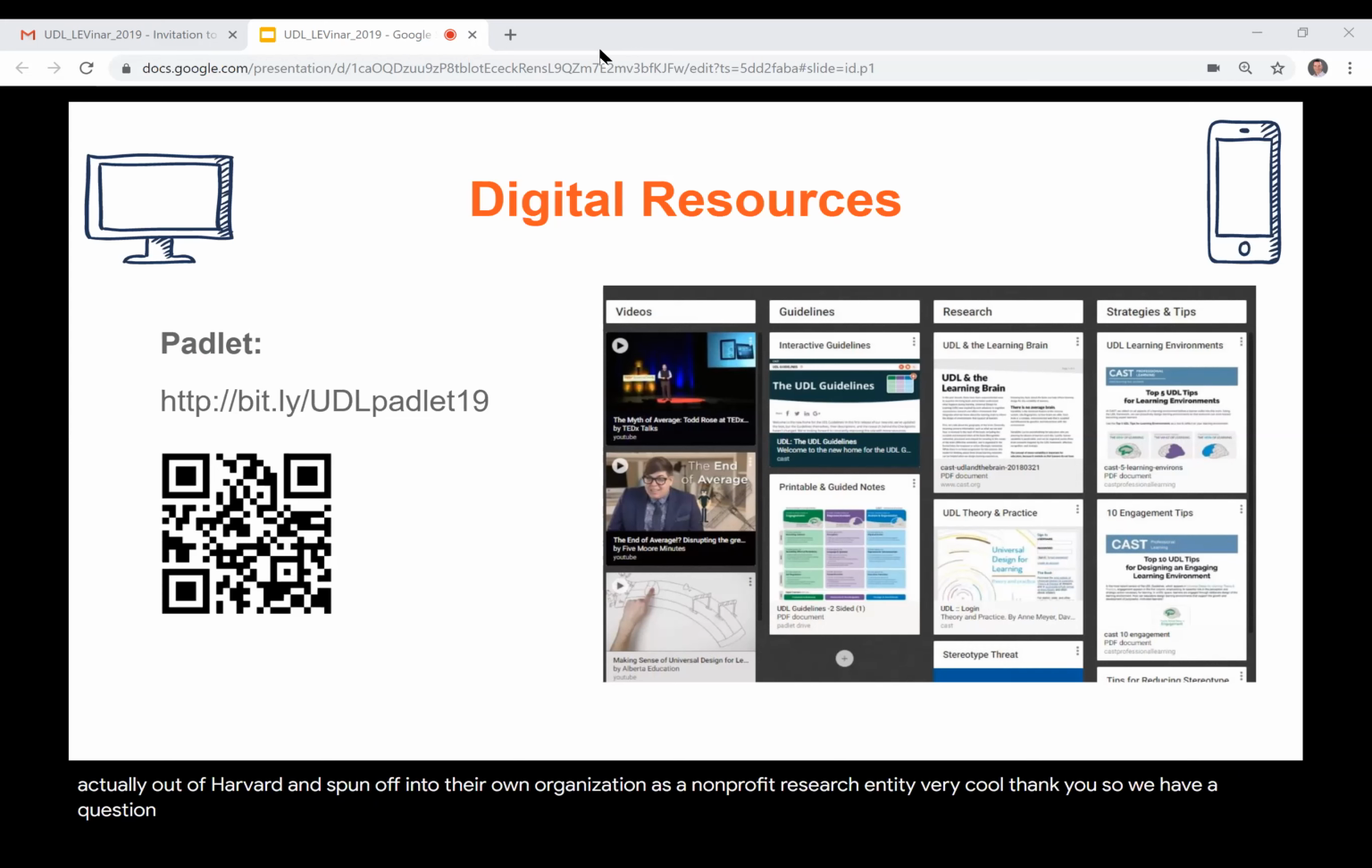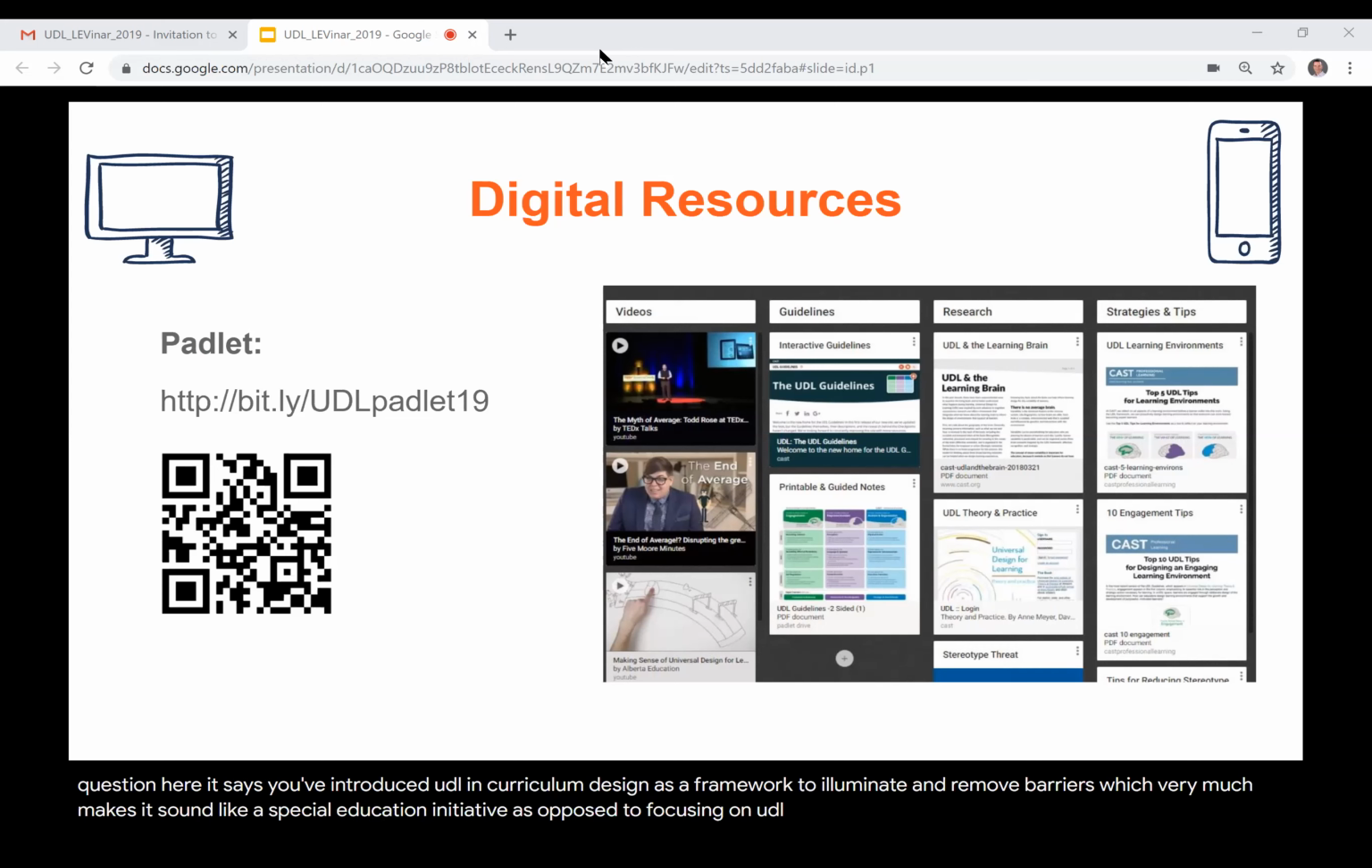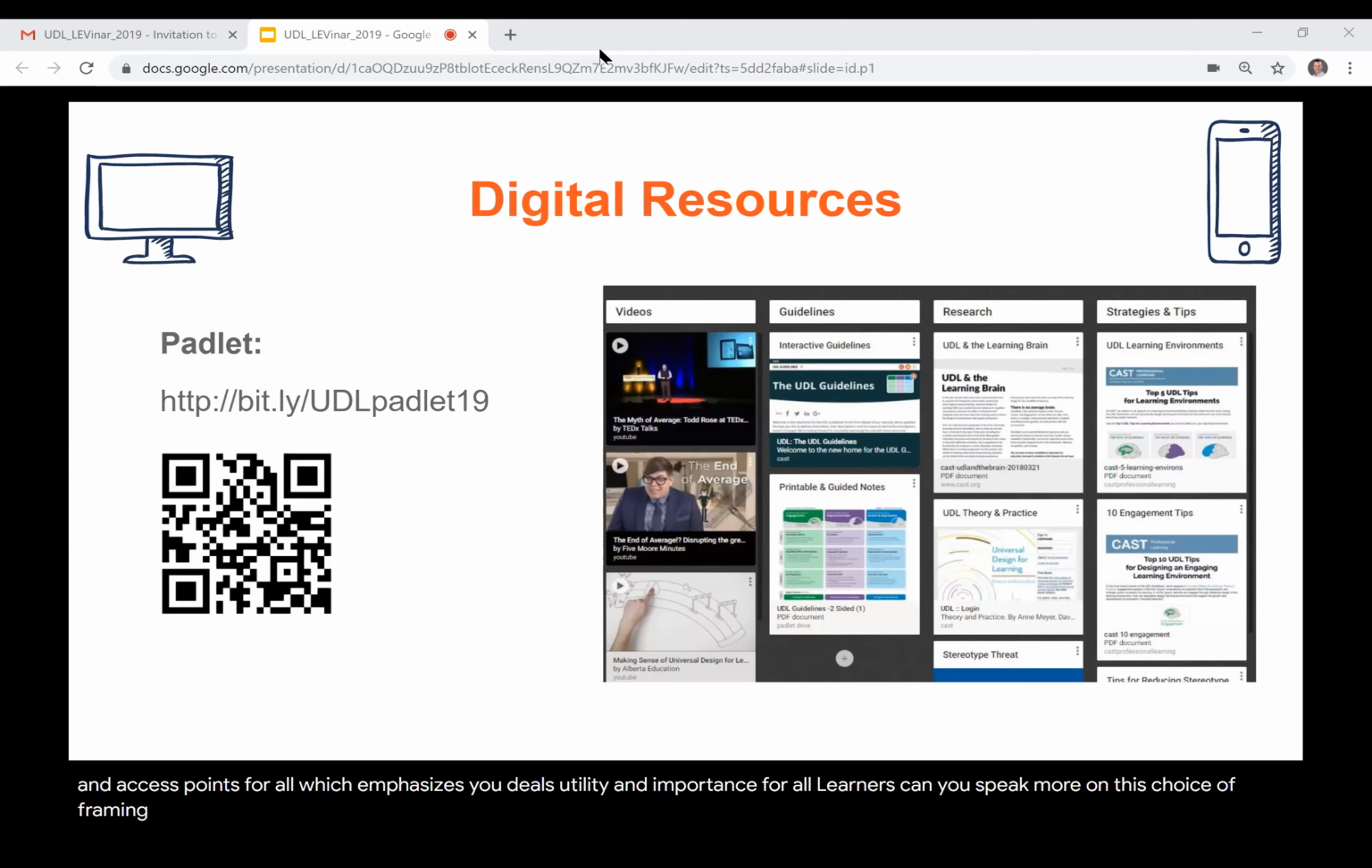So we have a question here. It says, you've introduced UDL in curriculum design as a framework to illuminate and remove barriers, which very much makes it sound like a special education initiative, as opposed to focusing on UDL in curriculum design as a framework to create access and access points for all, which emphasizes UDL's utility and importance for all learners. Can you speak more on this choice of framing?